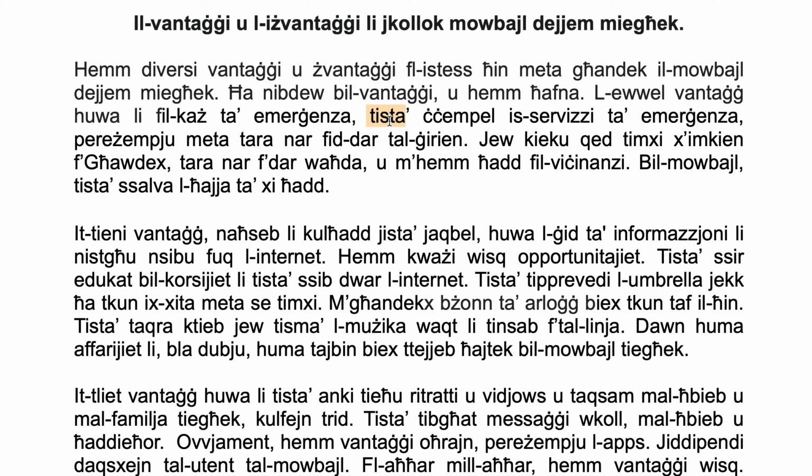You can ċempel, to call. Maybe you've heard that word before. You hear it very often when you're listening to Maltese. Is-servizzi, the services, ta' emerġenza, of emergency. So literally the emergency services, like the ambulance or the hospital, police, etc., etc.